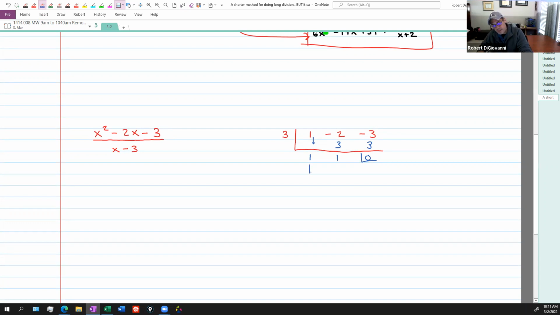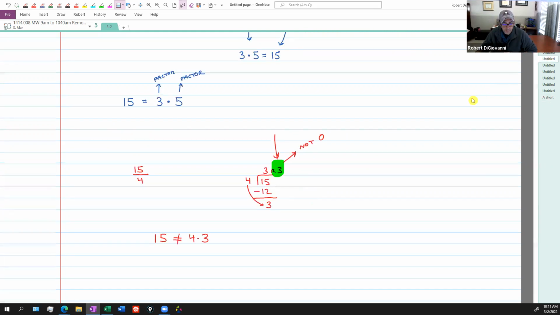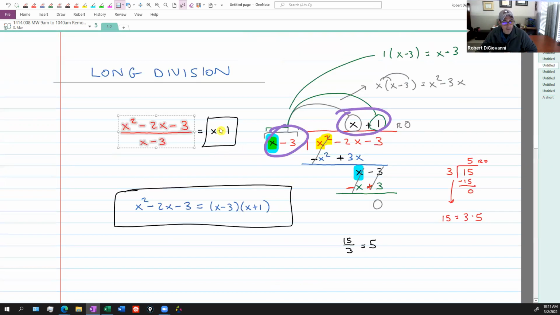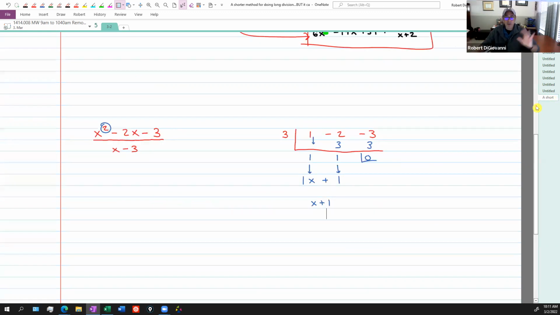Now, what does this turn into? If this started as x squared, this first one is going to be 1 what? Just x, right? And then I'm going to have plus 1. And that's just x plus 1, right? And wasn't that our answer earlier? Yeah, it was x plus 1. So that's our answer. Does everyone understand that's our answer?